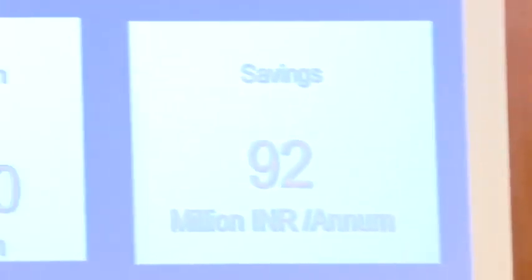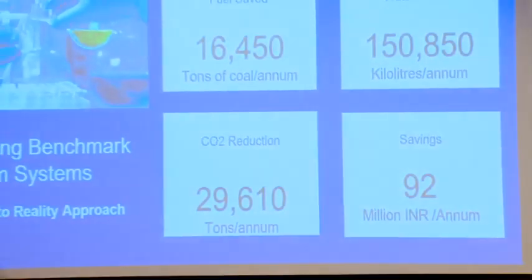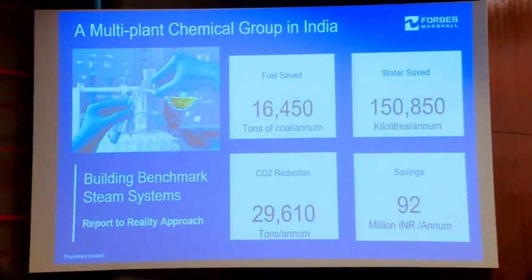Talking about one of the multi-plant chemical groups, a big giant in Gujarat, having 8 plants across Gujarat. As we got engaged with this customer, we started with the objective of a detailed energy audit of all the plants, with the key priorities of safety, energy conservation, and the environment. These were the key priorities.